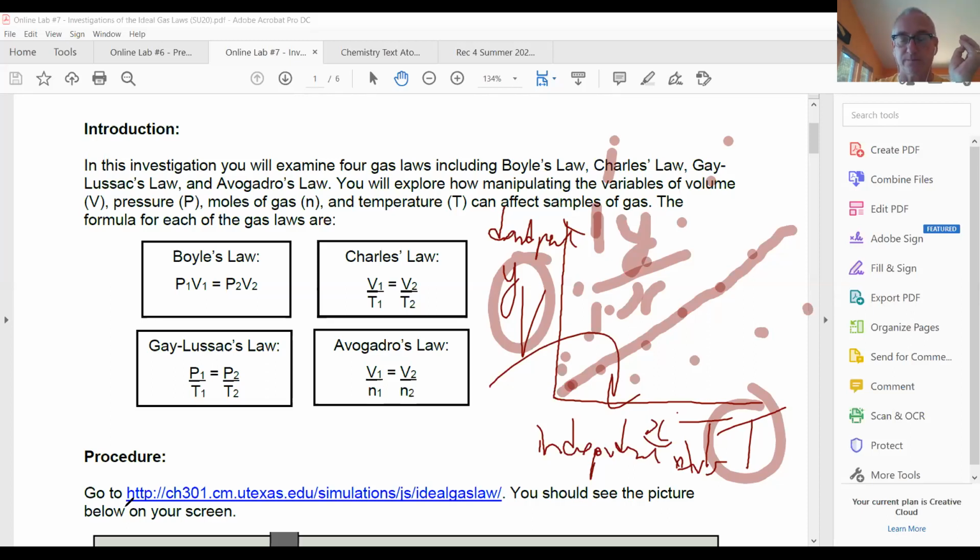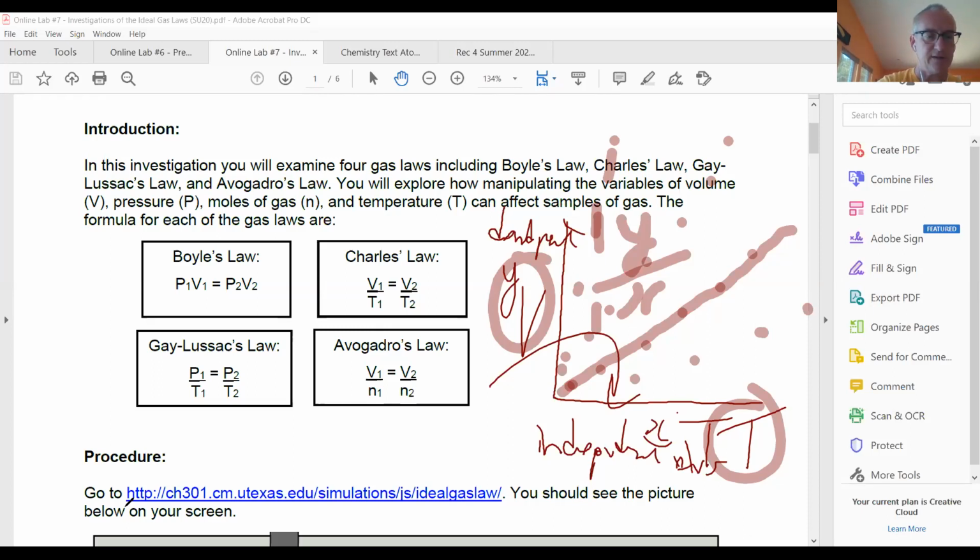So that's Charles's law. So again, Avogadro's law will also be direct, because we increase N, we increase the number of moles of gas, we increase the volume. So we're going to plot moles against volume. Charles' law, volume is directly dependent on temperature. So we're going to plot temperature on the x-axis and volume on the y-axis.